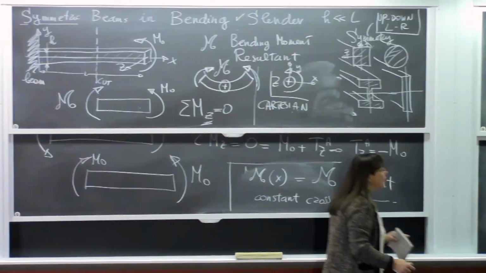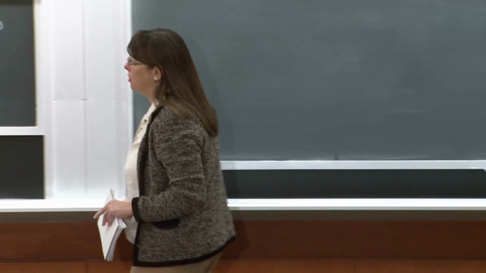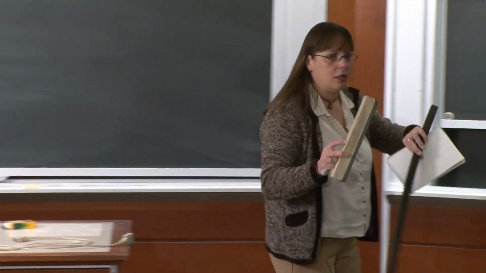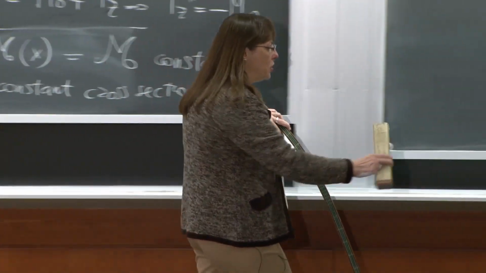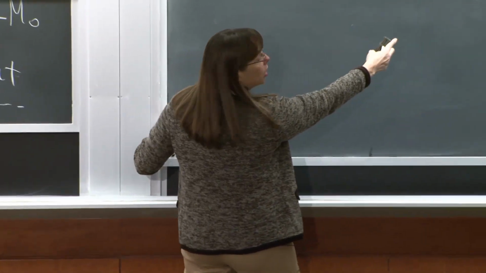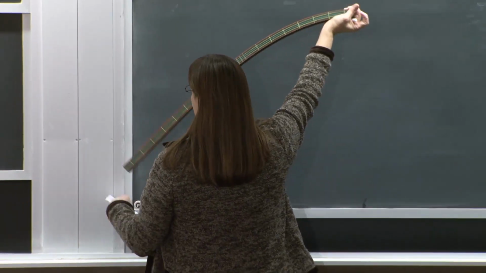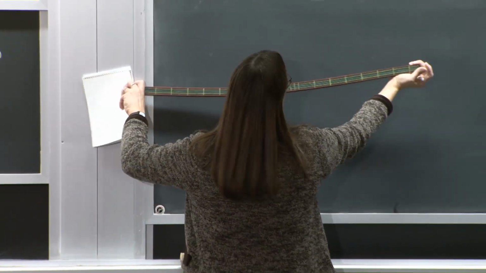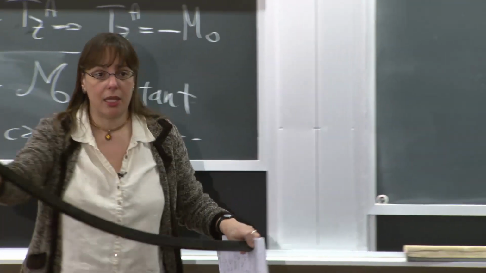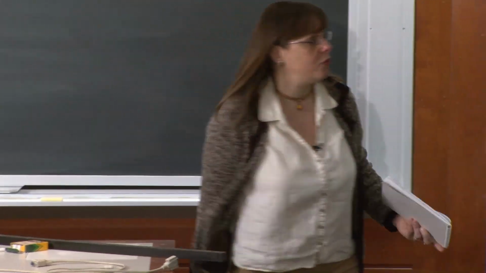So what happens to the beam when I apply a moment at its end? It's not really earth-shattering news. I take the beam, attached to the wall on this side, and I apply a moment at the end. It curls up. That's the deformation that's going to happen. So now I need to describe what the deformation is.